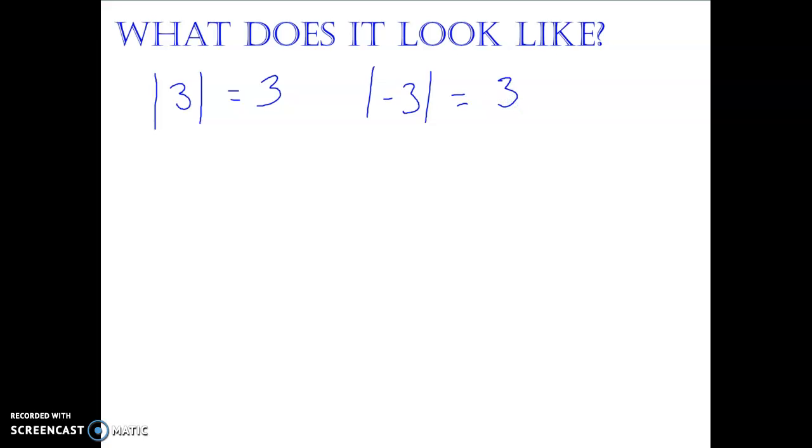The problem is not complete if it still has an absolute value in it. Absolute value is asking a question. How far away from 0 is this number? And until you answer that question, until you get rid of the absolute value bars, you haven't finished the problem.